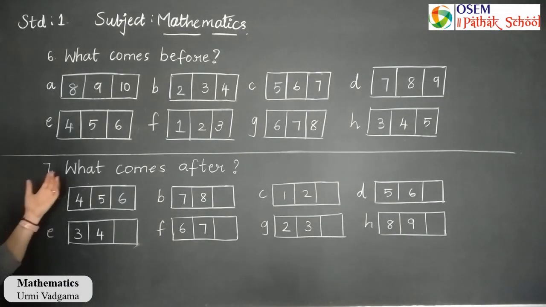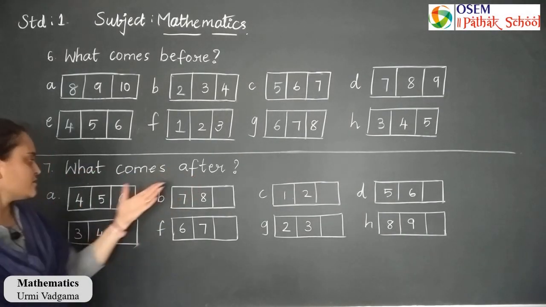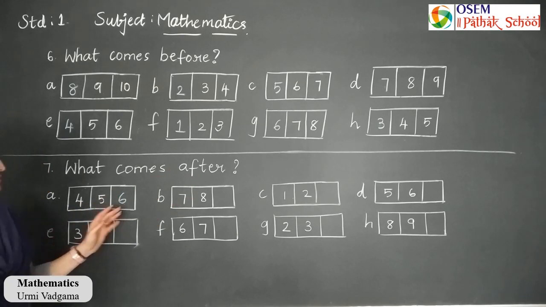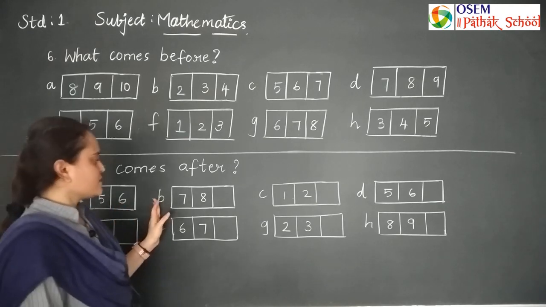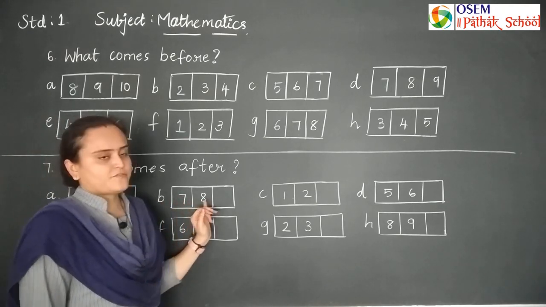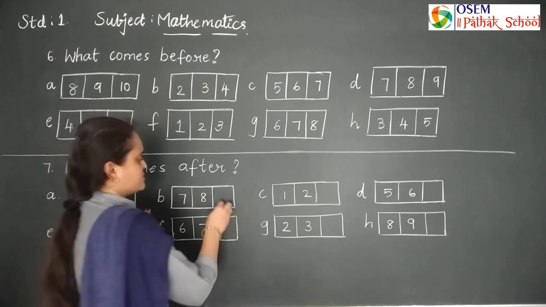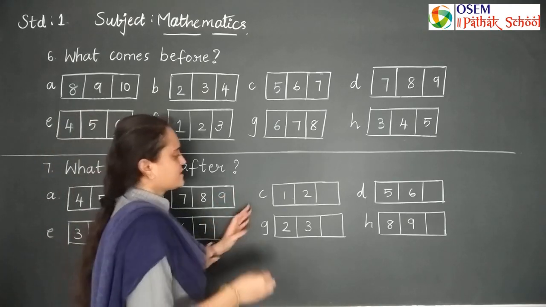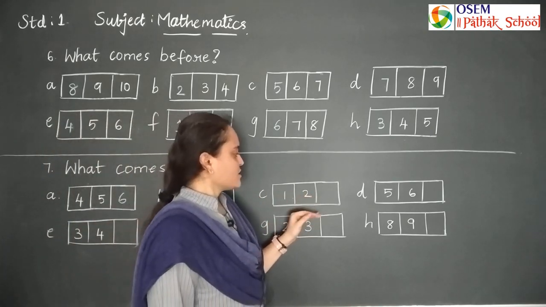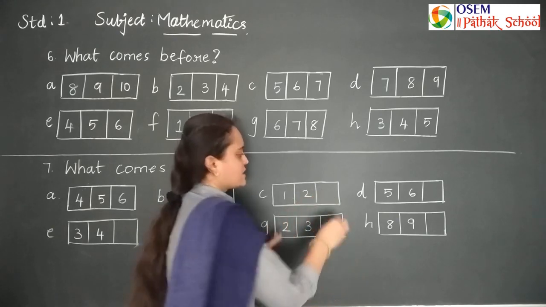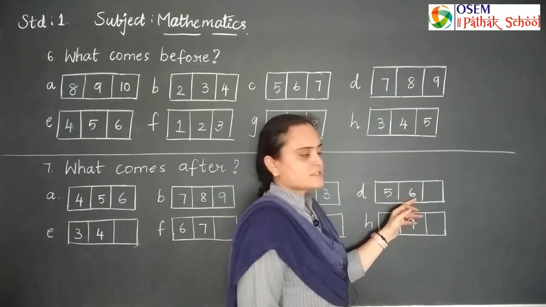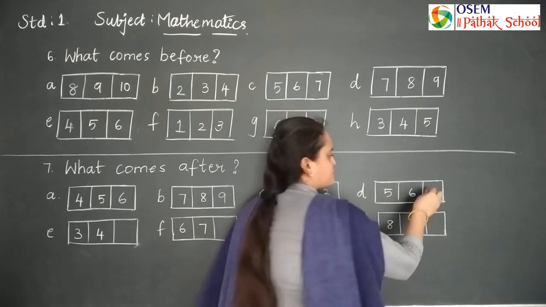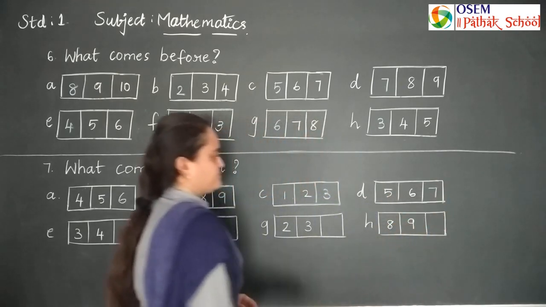Question number 7. What comes after? Then you have to write the after number. Then A, 4, 5. Then after 5, it will come 6. Then in B, 7, 8. After 8, which number will come here? 9. Then C, 1, 2. Then after 2, it will come 3. Then D, 5, 6. After 6, we have to write 7.